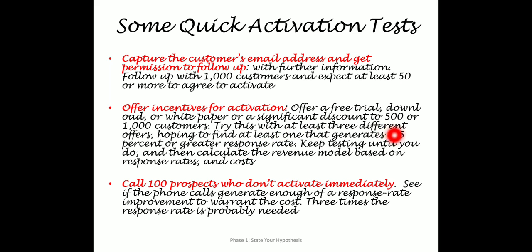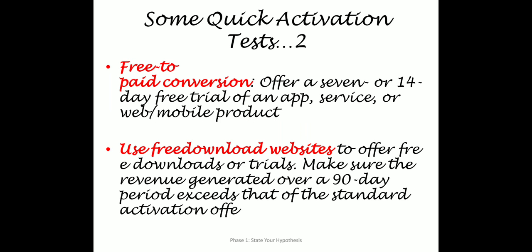Try this with at least three different offers, hoping to find at least one that generates a 5% or greater response rate. Keep testing until you do, and then calculate the revenue model based on the response rates and cost. Call 100 prospects who don't activate immediately. See if the phone calls generate enough of a response rate improvement to warrant the cost. 3 times the response rate is probably needed.